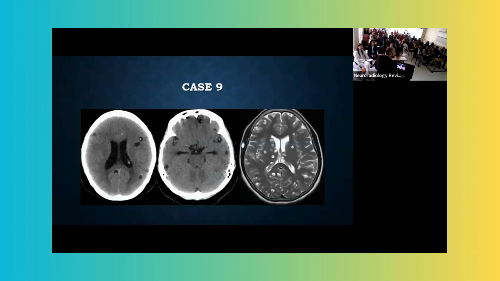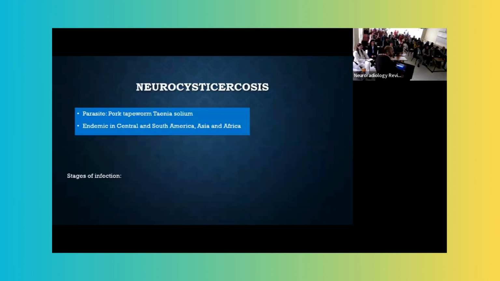So case 9, we'll move a little bit fast. Neurocysticercosis. Luckily, we don't have this here. You know why we don't have this? Why don't we get it here? Exactly. We don't have this organism, Taenia solium, tapeworm, all right?